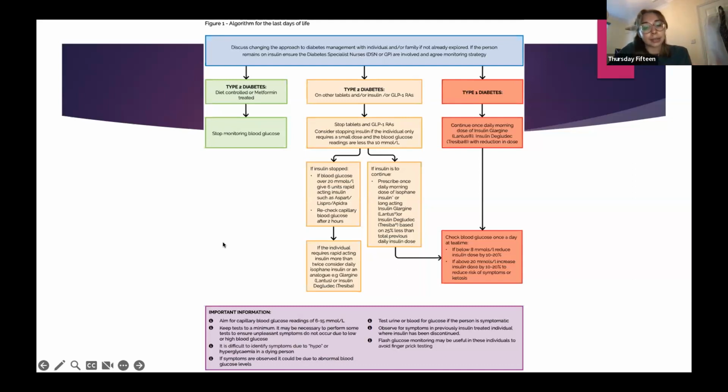So this is just a guide. I think trusts would have their own guidelines about it. But if there was a question on it, it would probably be something like a diet controlled patient, can you stop their metformin? Or showing that you know not to just stop someone's insulin outright at the end of life and that there's other factors to consider.